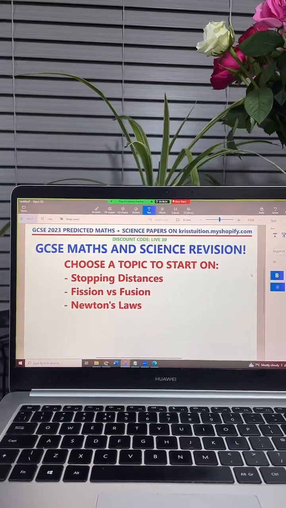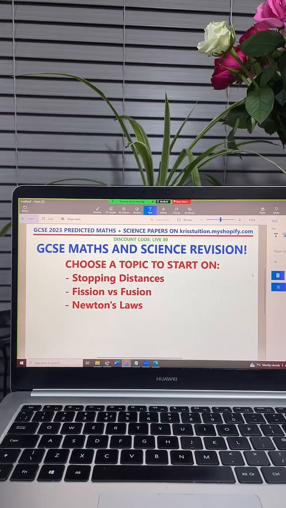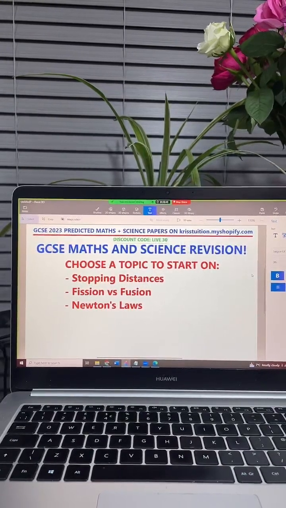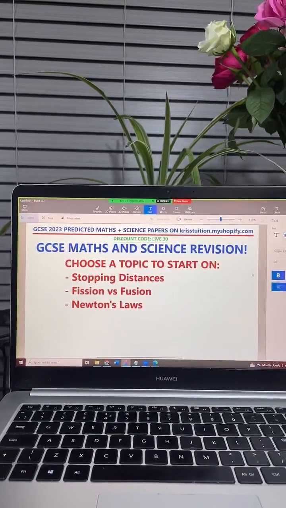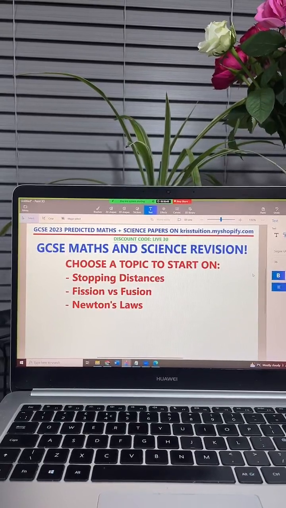I'm going to do a quick poll so you can vote on which one you want to start on: fission versus fusion, or finally Newton's laws. I've started a quick poll, which should come up on your screen. If it's not on your screen, go to the bottom of your screen and tap interact, then you'll be able to click on the poll and vote for which one you want to do today. We're going to do a very quick physics revision session and do one of these topics. It will be a very nice quick revision session before we go to sleep.